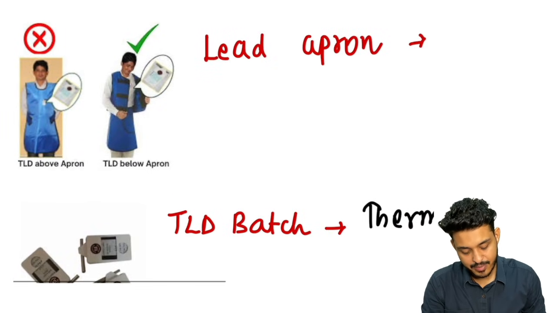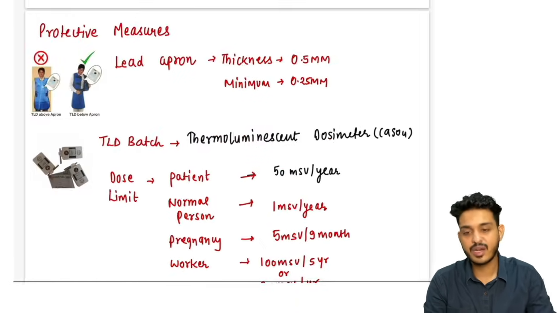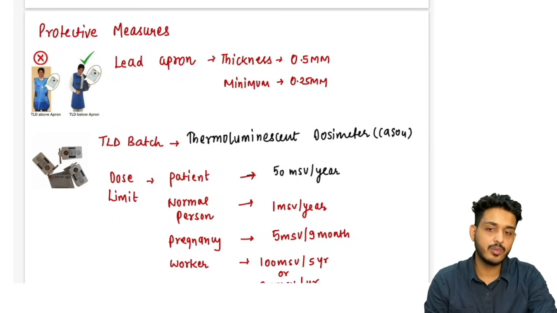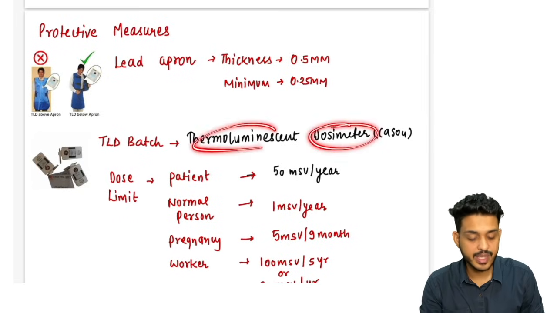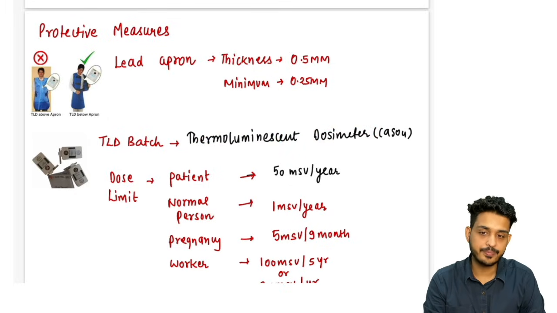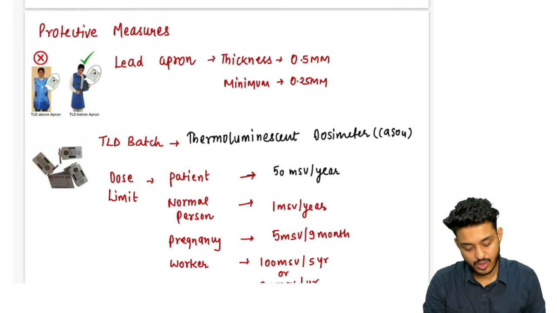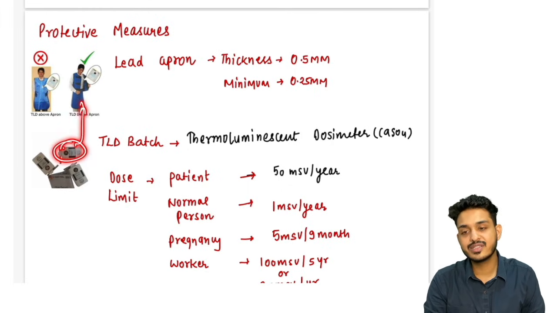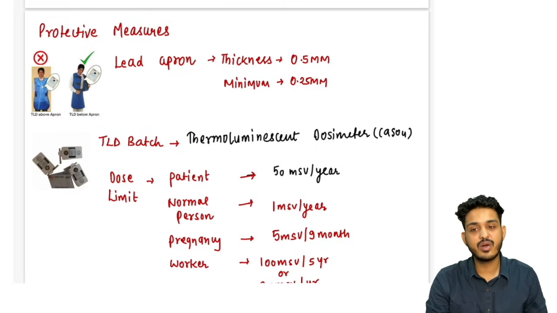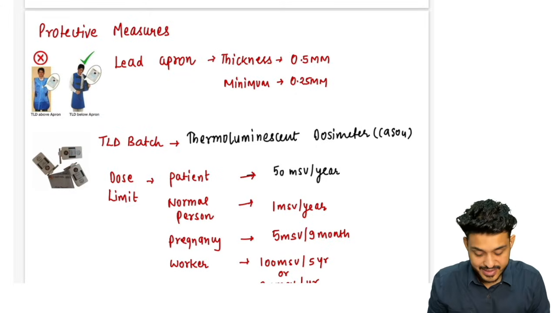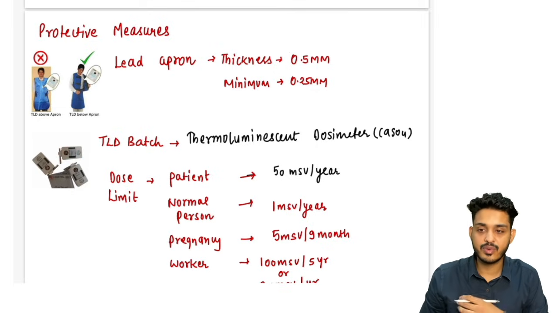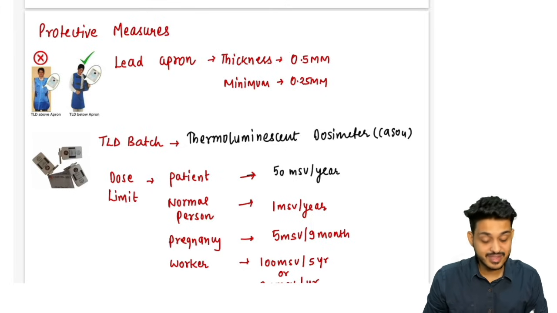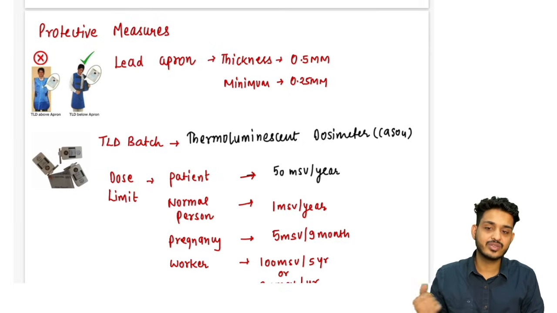Remember this TLD badge. What is this TLD badge? This is going to be the thermoluminescent dosimeter. It is going to identify the dose of radiation to which this particular person is exposed. So always remember, should this be worn outside or inside the lead apron? Remember, बच्चे, this is going to be worn inside the lead apron, है ना? Inside the lead apron we have to keep it, right? And this is going to monitor the dose of radiation that this person is exposed to.